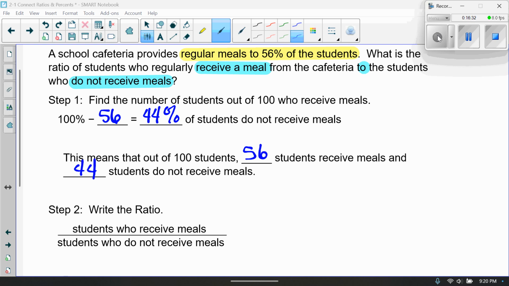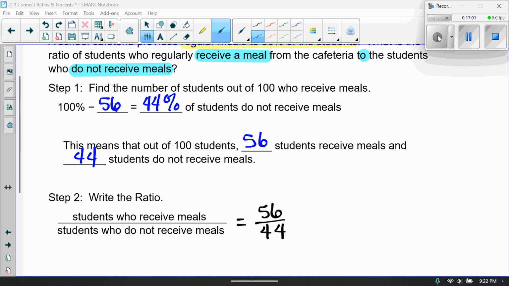So now we can write our ratio. Step 2 is to write the ratio. So we're comparing students who receive meals, that's 56, and the students who do not receive meals, that's 44. So our ratio is going to be 56 out of 44.